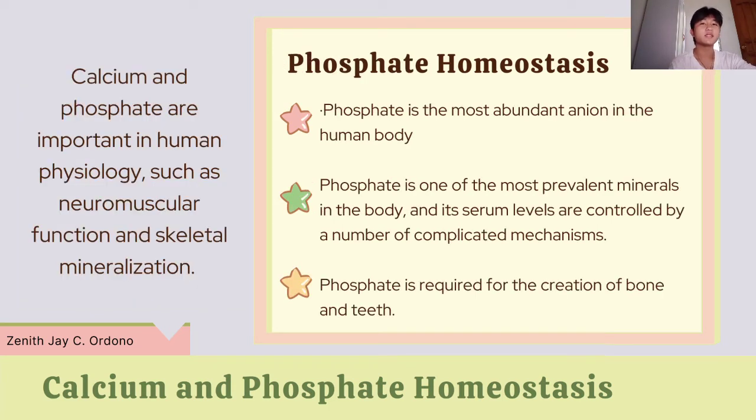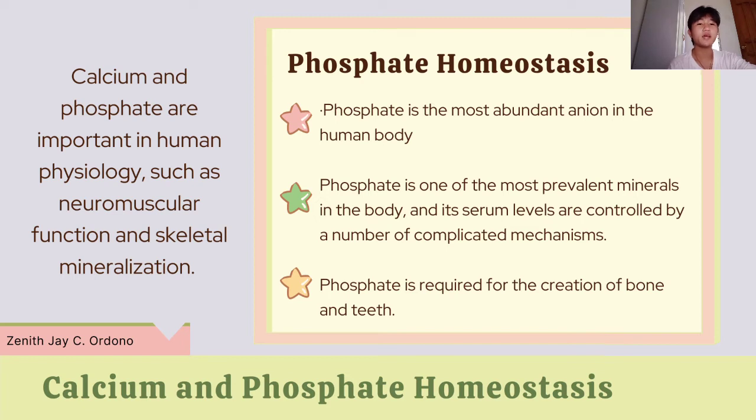Phosphate homeostasis. Phosphate is employed as a building component for various critical chemicals, including those needed by organisms for energy, cell membranes, and DNA. Phosphate is the most abundant anion in the human body. Phosphate is one of the most prevalent minerals in the body, and its serum levels are controlled by a number of complicated mechanisms. Phosphate is also required for the creation of bone and teeth.